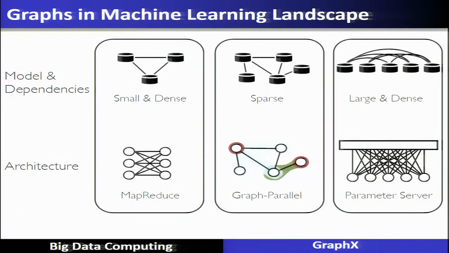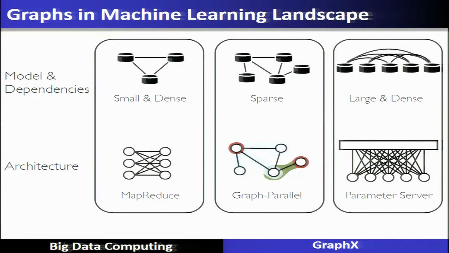Now, graphs are also used in the machine learning landscape. For example, the models and dependencies of the data can be represented in the form of a graph, whether it is a small or dense graph, or a sparse graph. So once data is represented in the form of a graph, then machine learning can be applied on this particular graph as data. These particular aspects we will discuss in more detail in this part of the course.